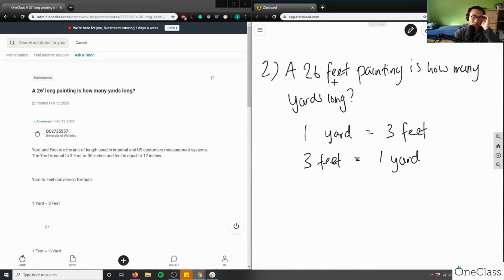So a 26 foot, or 26 feet, 26 foot, I don't know what the plural is. A 26 foot painting. I think I should write foot here. Foot painting is how many yards long? Again, take a minute to look at this problem, and then we're going to walk through the solution together.